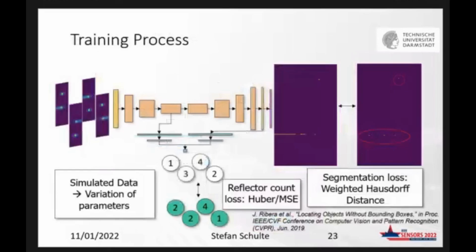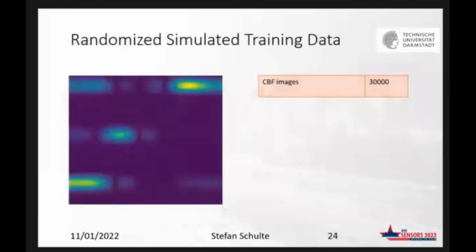And now I come to the training of the network. As you can see here, this is the true map, and this is one segmentation. For the loss function, as we only have in the ideal case one high value pixel at the real location, the established segmentation loss functions don't really work that well in this case. So we use here the weighted Hausdorff distance to train the segmentation part, and the regression part here for the reflector count estimation, the Huber loss I would recommend, but you could also use your normal mean squared error, for example.